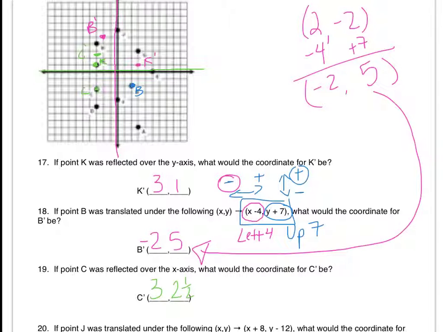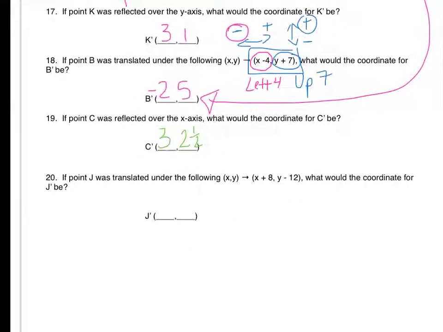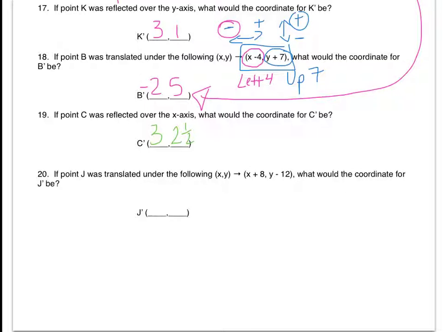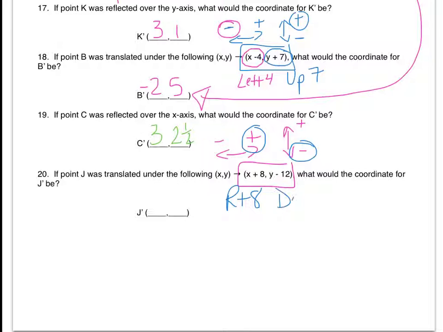And then in number 20, I'm going to have to actually scroll down a little bit. If point J was translated under the following, what would the new coordinate be? Okay, so here's our X is left and right. Right's positive, left's negative. Y is up and down. Up's positive, down's negative. It says X plus 8, so I'm going to go right 8. And then Y minus 12, so I'm going to go down 12.